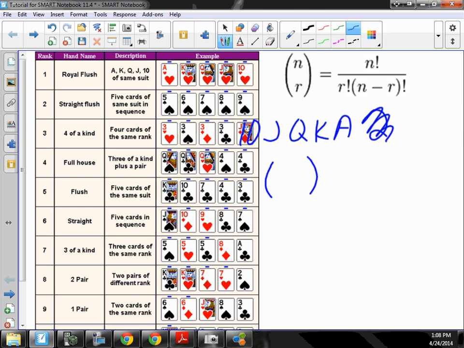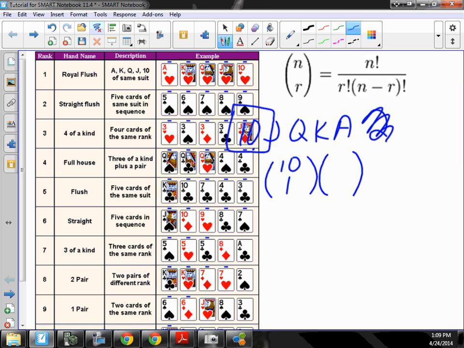So how many options are there for this number? What numbers could go there? Ace, 2, 3, all the way up to 10. So this number is 1 out of 10, because it can't be a jack, it can't be a queen, and it can't be a king.